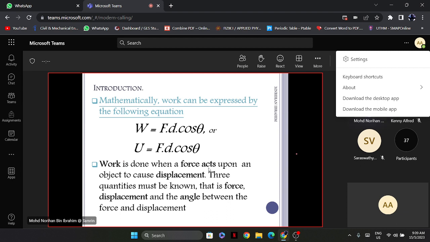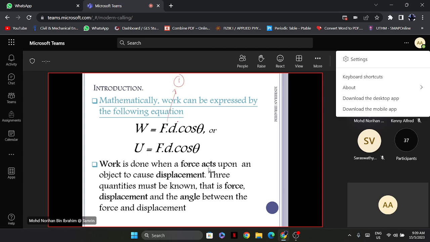So we continue with the work and basic introduction of work. Mathematically, work can be expressed by the following equation. We can use either one of these equations. W is equal to F times D times cos theta.